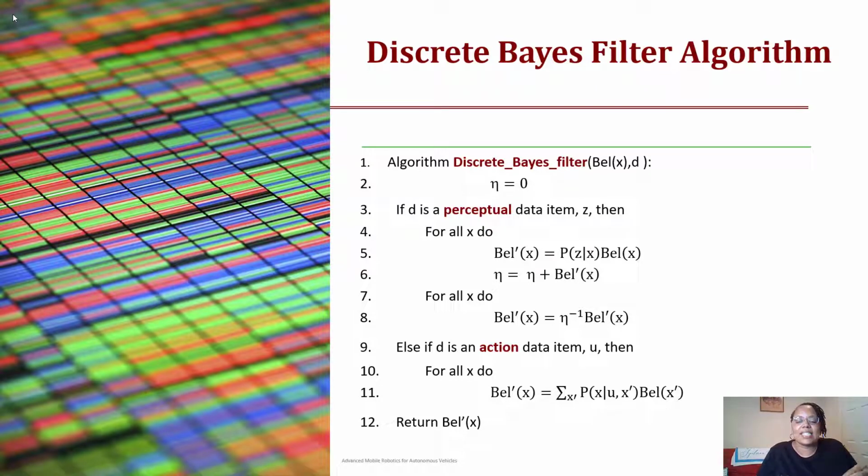Else, if d is an action item, u, which is now going to be either velocity or motion control, and we talked about there being two different ways to do that, then for all x, the next posterior belief for that state is the summation over all x of the probability of x given u and the current state, times the belief that it's in that current state. For this one, you can also return the belief for each posterior state. So what we're going to do here is calculate the probability of being in any cell in our 3x3 world, given the probabilities of being in each from the sensor data.